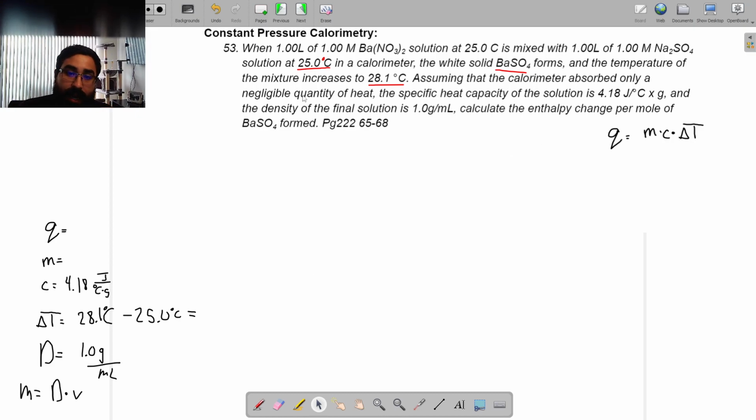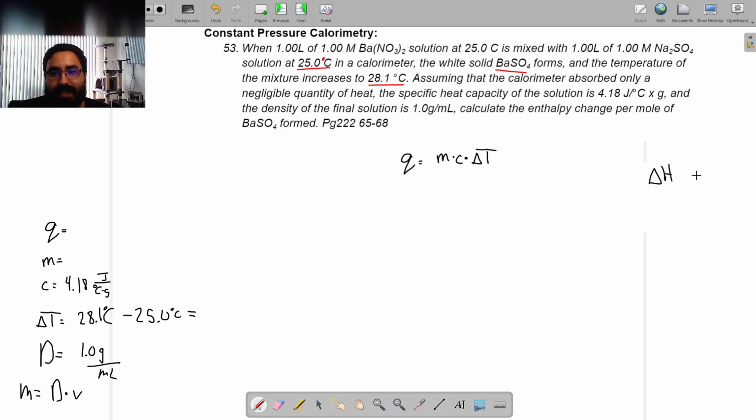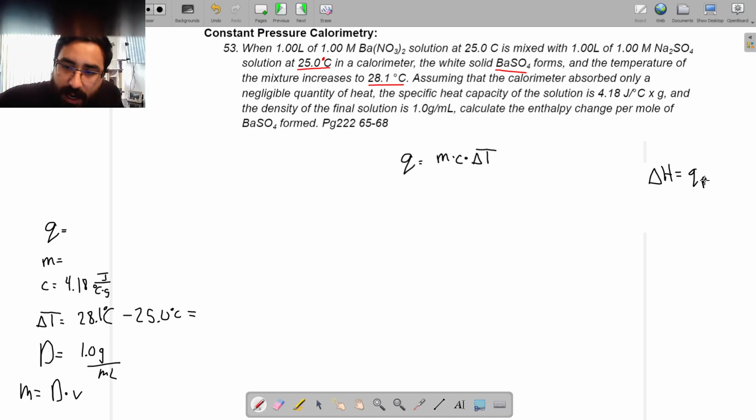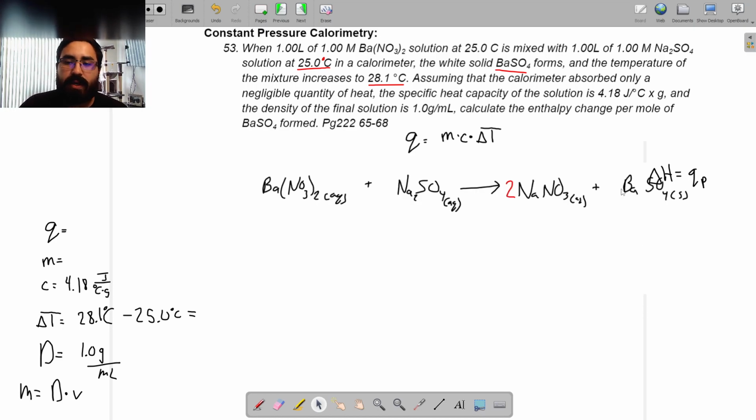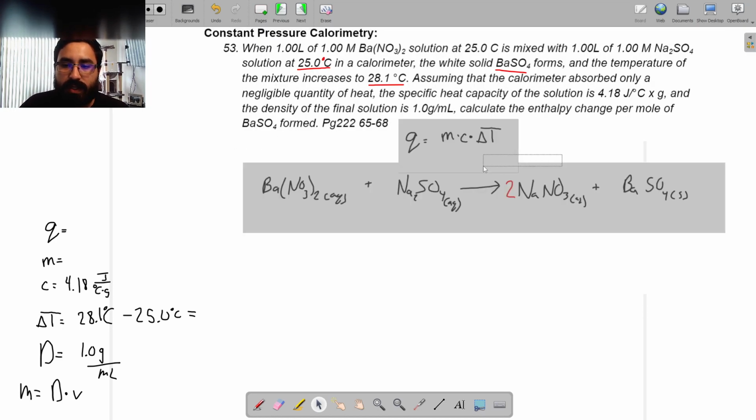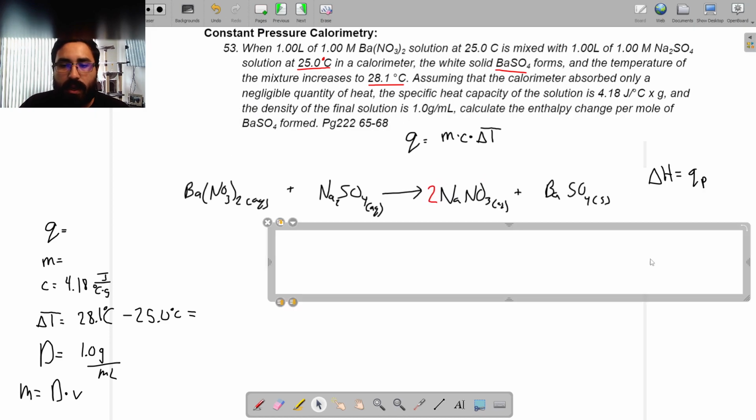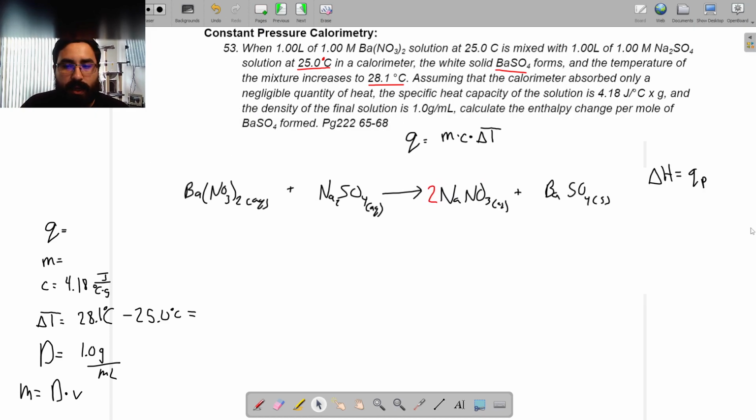And it says calculate the enthalpy change. So it's telling us to find delta H. But what we know is that delta H is the same thing as the heat at constant pressure. So first of all, let's write a balanced chemical equation. You should always have a balanced chemical equation.